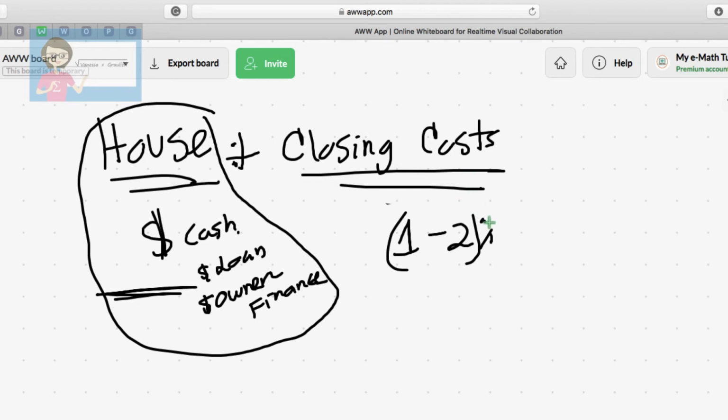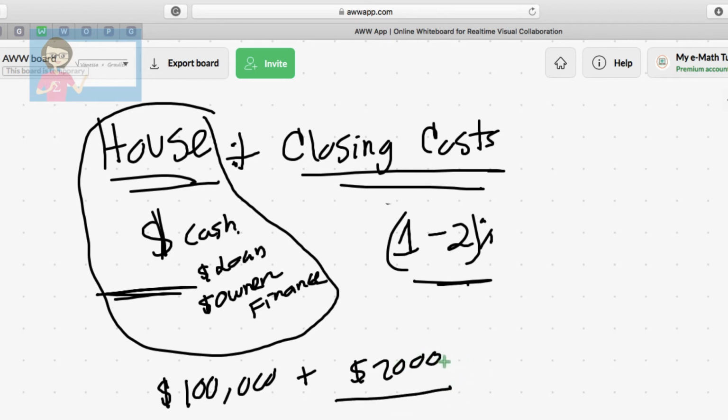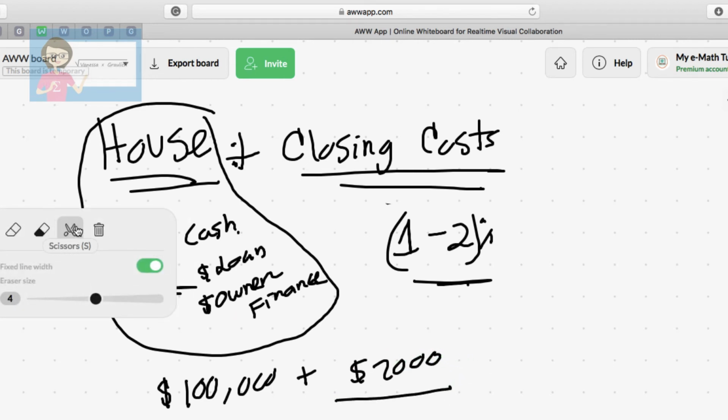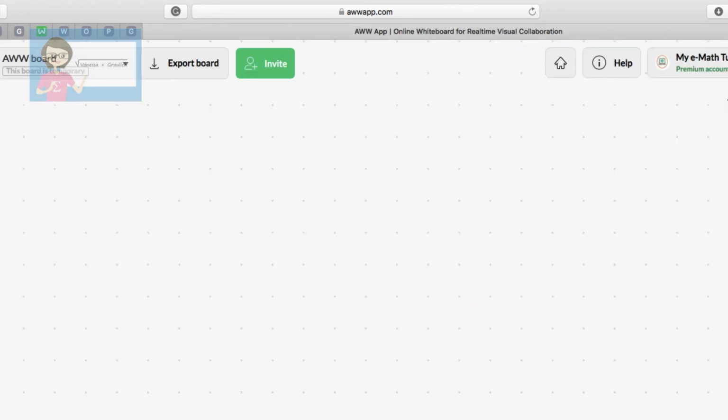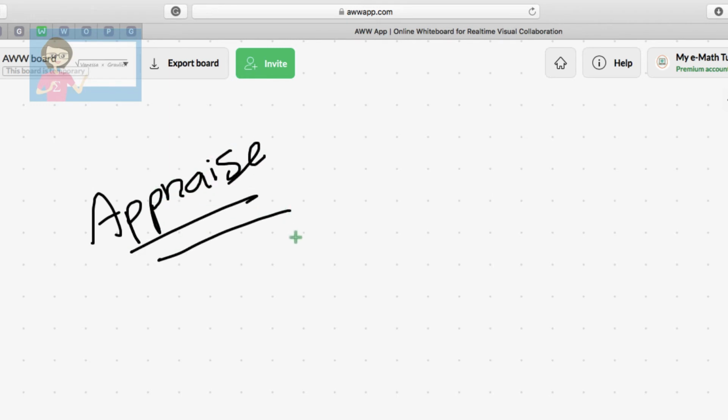Now, from there, let's say that your house, and I'm just going to put an example, was 100,000, right? And we're just going to put like $2,000 for closing costs. So that's the beginning. So you get your house, and before doing anything, you need to understand that in order for you to make money is to make sure that you're going to sell the house that is going to be appraised at the right amount.